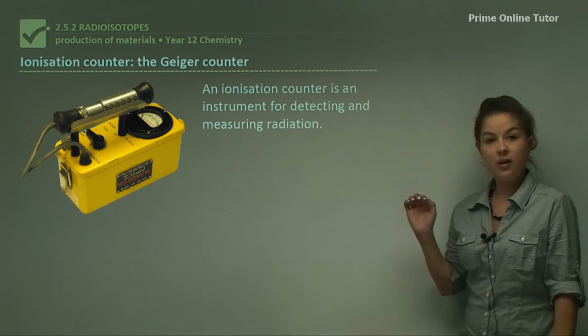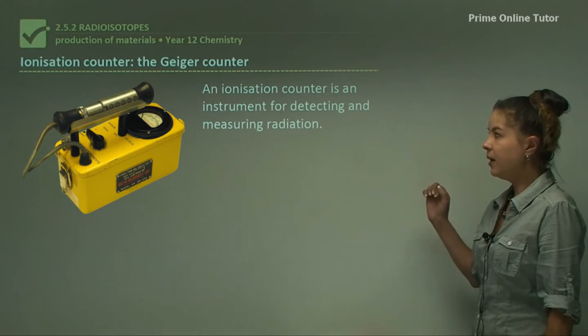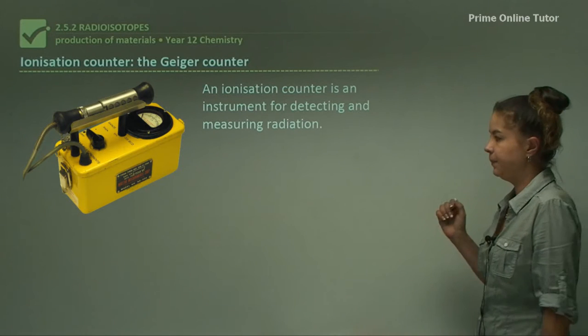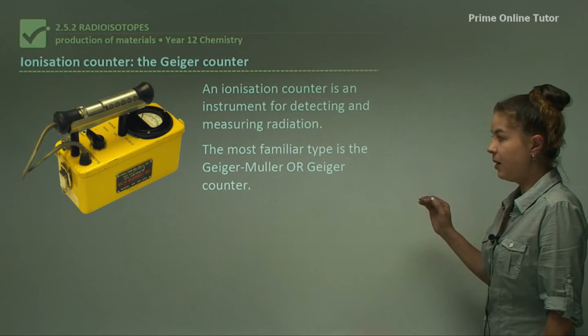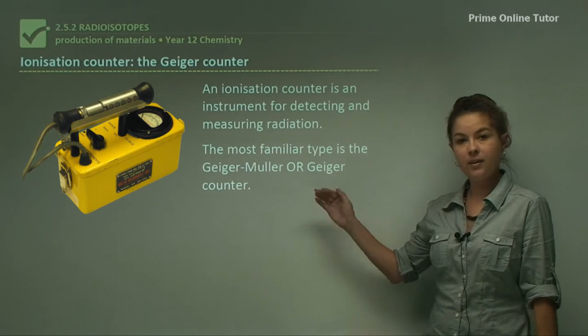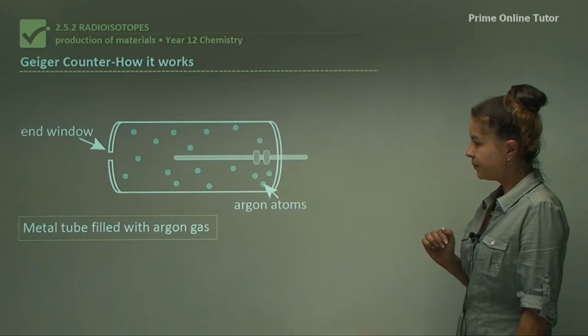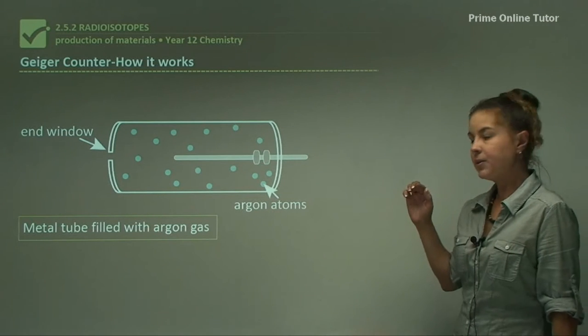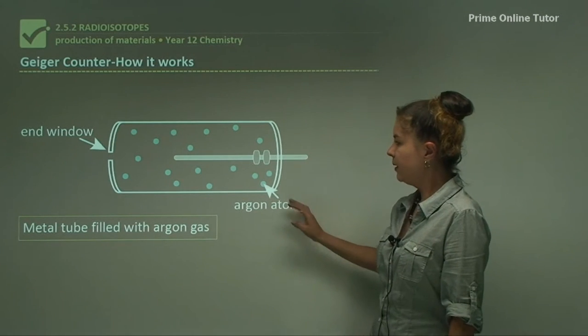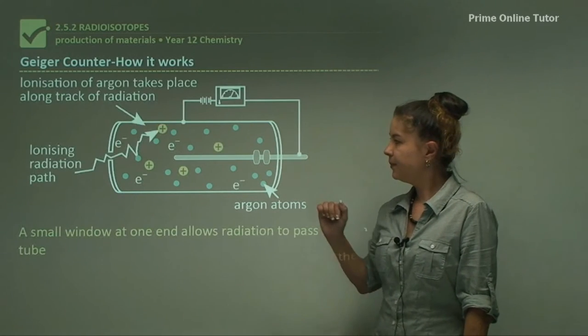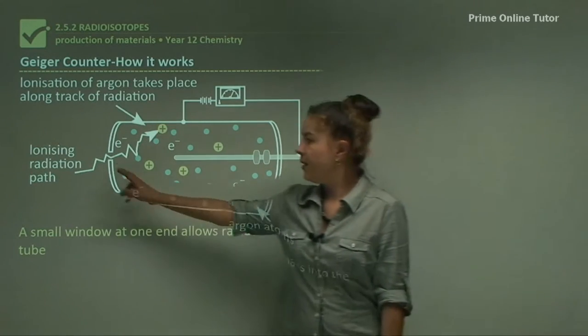So let's look at a Geiger counter. Now, an ionisation counter is an instrument for detecting and measuring radiation. The most familiar type is the Geiger-Muller or Geiger counter, and this is named after the two German scientists that discovered it. So this is how it works. What we have is a metal tube here, which has argon atoms. And at the end, we have a window.